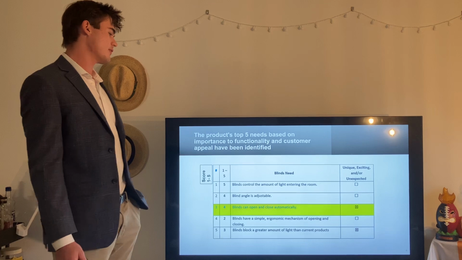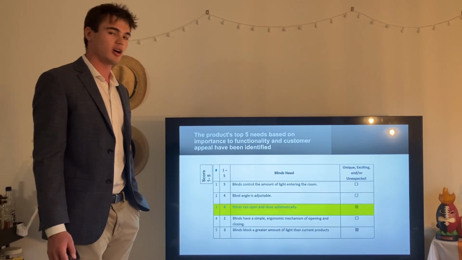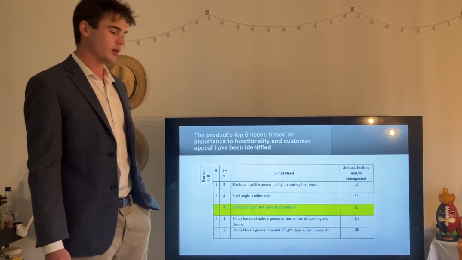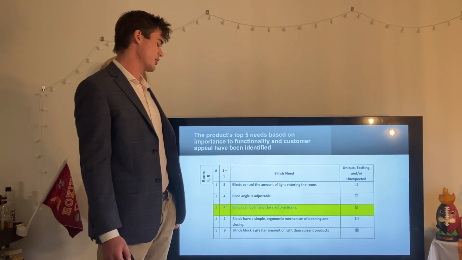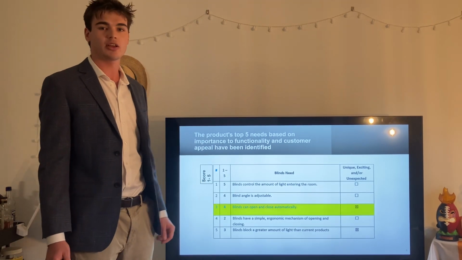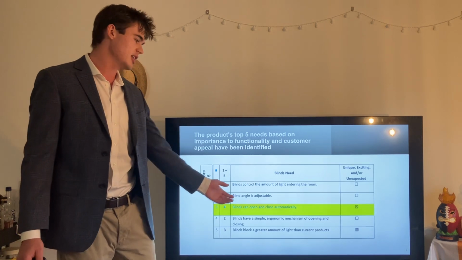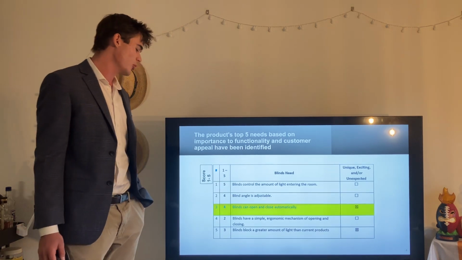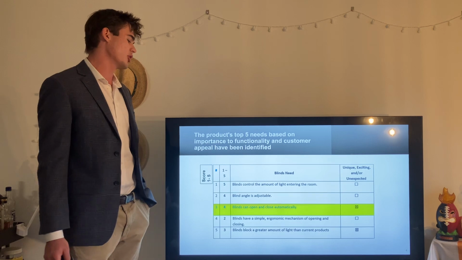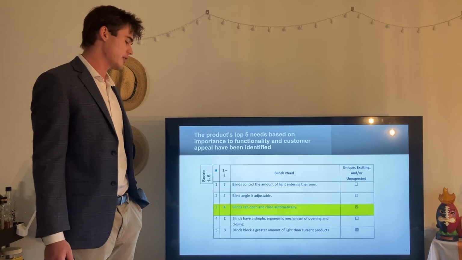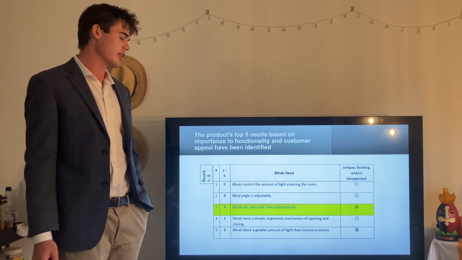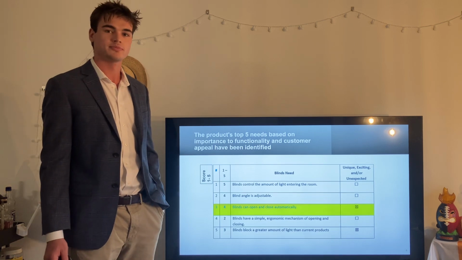We developed a set of 5 customer needs based on their importance to functionality. The first need is they control the amount of light entering the room. The second need, the blind angle is adjustable. Thirdly, the blinds can open and close automatically. This is our unique need and what makes our products sellable. Fourthly, the blinds have a simple and ergonomic mechanism of opening and closing. And finally, the blinds block a greater amount of light than current products on the market.